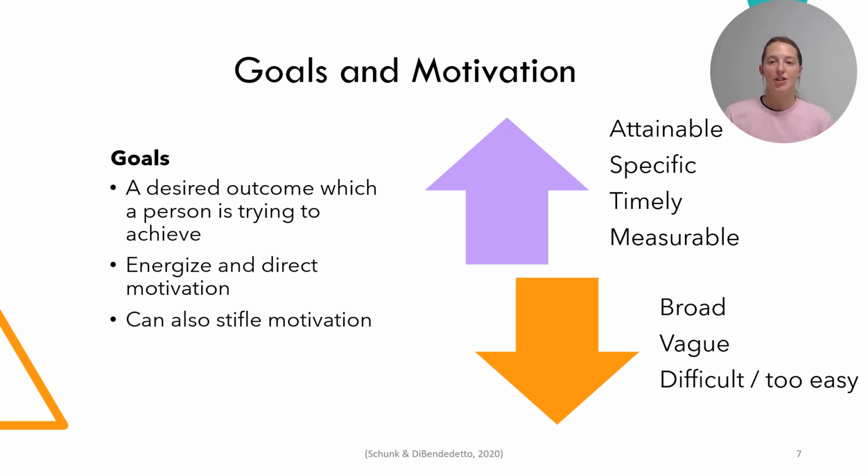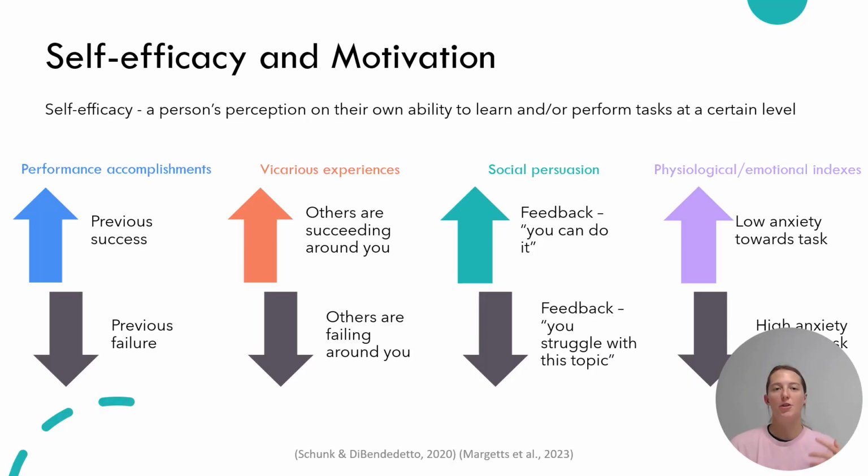However, it is important to note that social cognitionists believe that self-efficacy has more influence over motivation than goals. So Bandura, who developed these ideas, had an article on self-efficacy and showed the relationship between behavior and thinking and how it impacted motivation. So self-efficacy is a person's perceptions on their own ability to learn or perform a task at a certain level. Therefore, motivation is influenced by a person's own perception of their competency.